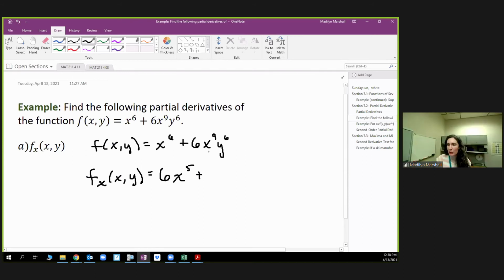Our next term, we do the power rule on the x specifically. So the 9 and 6 multiply to be 54. The power of the x drops by 1. And that y to the 6th is still there because it's just a constant hanging out, multiplying with whatever's next to it.